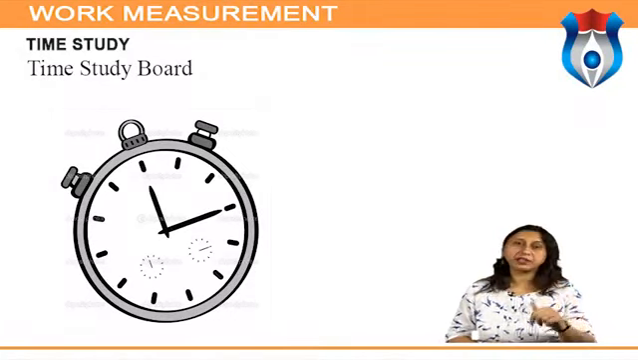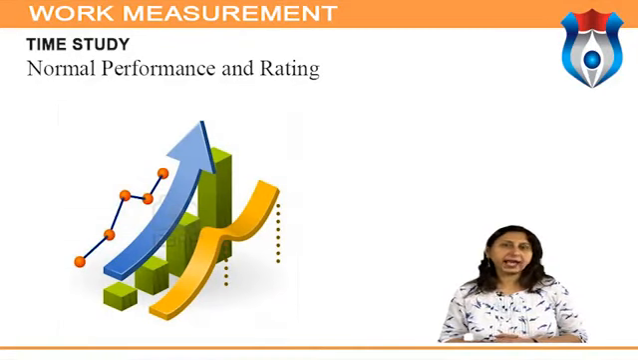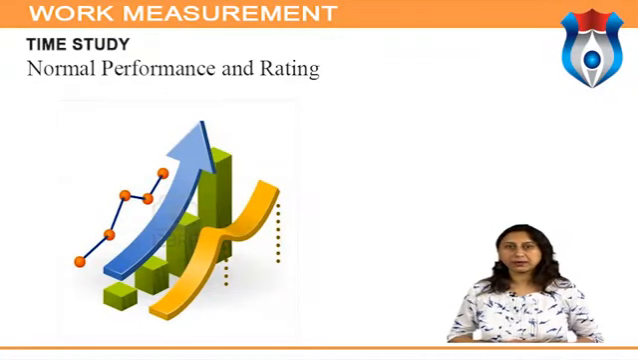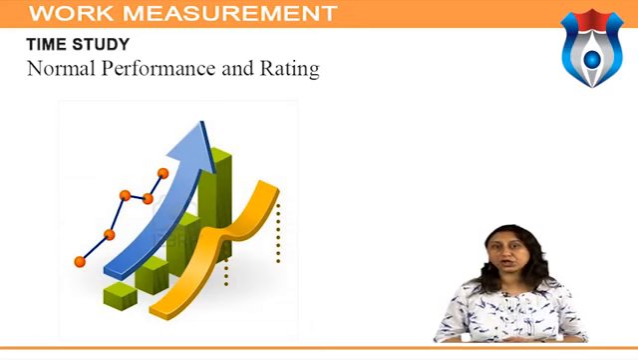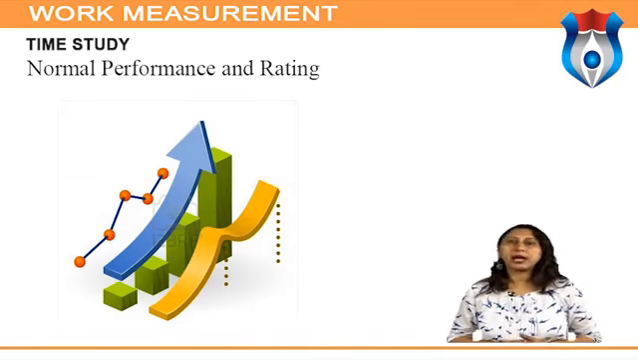Watch readings are recorded on the observation sheet by the right hand. Normal performance and rating. There is no universal concept of normal performance. However, it is generally defined as the working rate of an average qualified worker working under capable supervision but not under any incentive wage payment scheme. This rate of working is characterized by the fairly steady exertion of reasonable effort and can be maintained day after day without undue physical or mental fatigue.